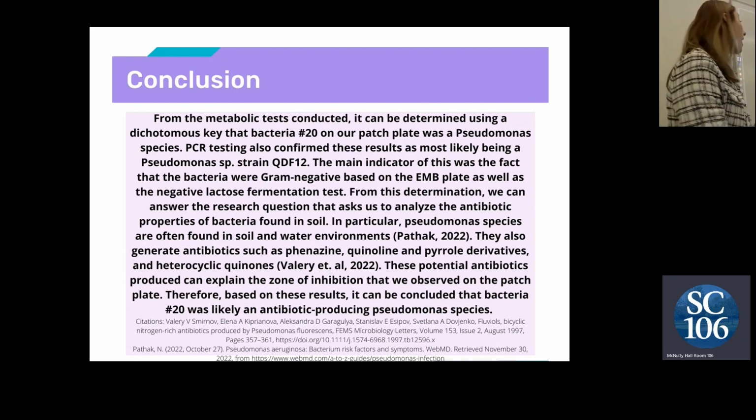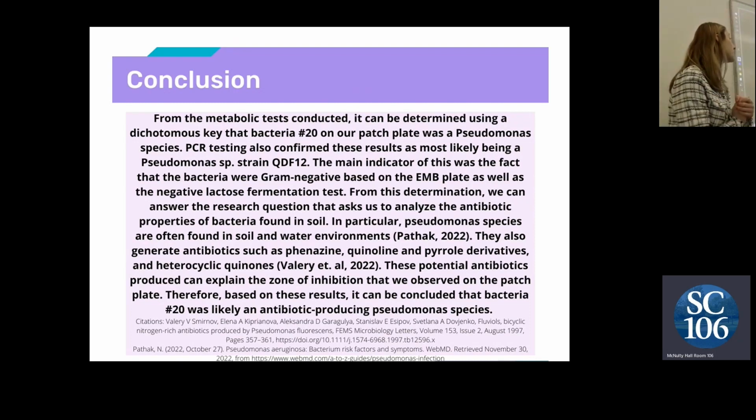So based off of our observations and from this determination, we can answer the research question that asks us to analyze the antibiotic properties found in bacteria that can be in common soil nearby. So this proves that even somewhere so local as your backyard, in my case, did in fact have the capability to produce antibiotics, as we observed on the patch plate and as we observed clearly based on our testing.